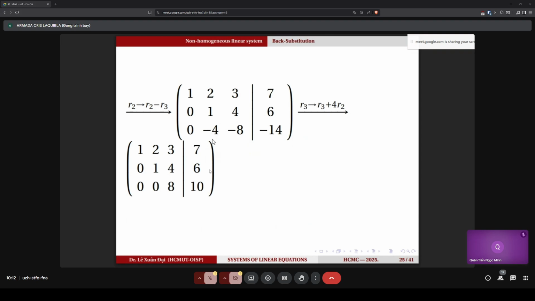Now make this negative 4 into 0. So we multiply R2 by 4, then add it to your R3 to get the new R3. And we have the 1, 0, 0, 0 here now. Then the remaining numbers in the third row are 8 and 10. By the way, the slide stops there already, but you can make this one if you wanted to. You can multiply row 3 by 1 over 8.